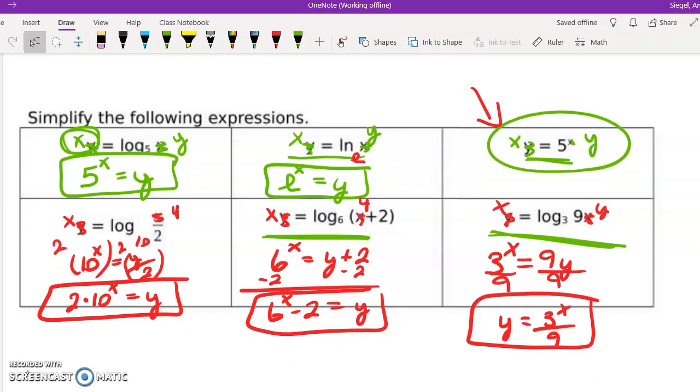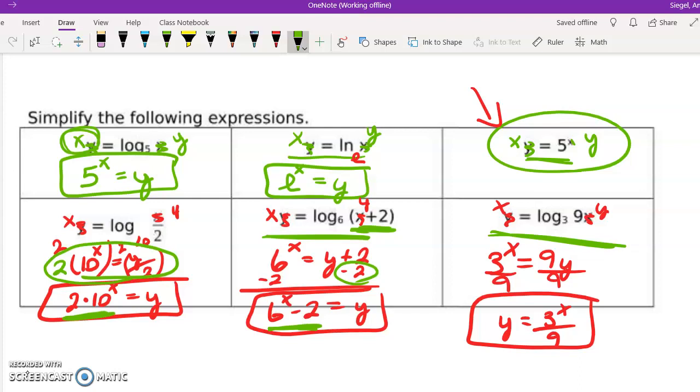So all of these down here just have an extra step to them. Hopefully you were able to see that. When I did this step, I had to get the y by itself. So I just multiplied this side by 2, and I ended up with 2 times 10 to the x power. This one, I had to subtract 2 here to get the y by itself. And so I had 6 to the x power minus 2.